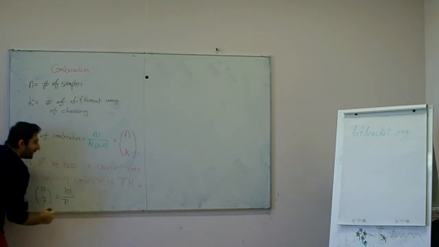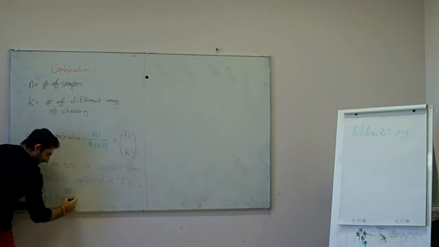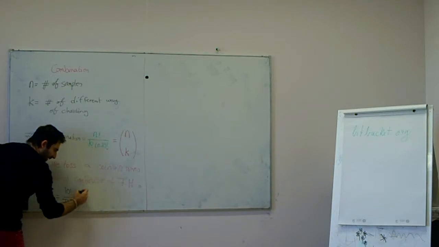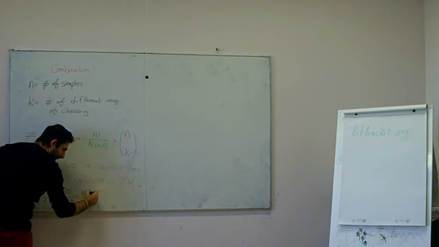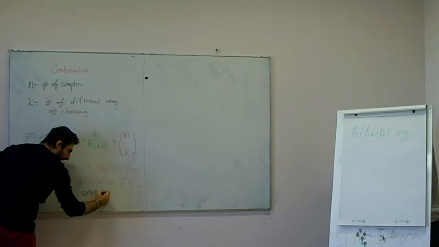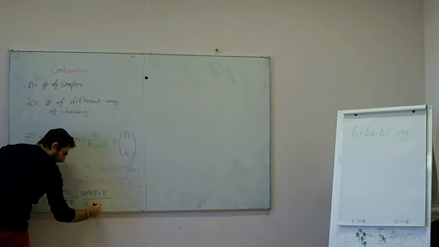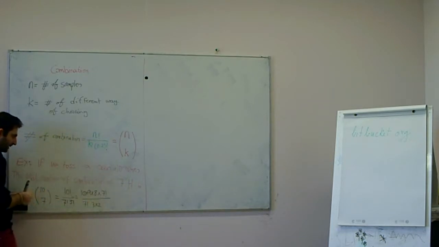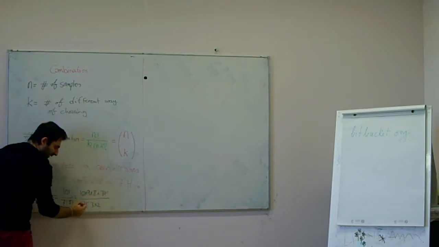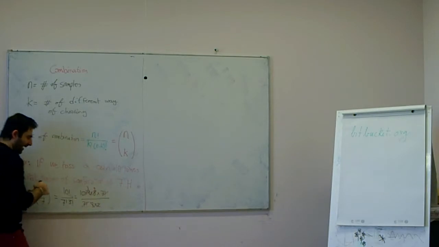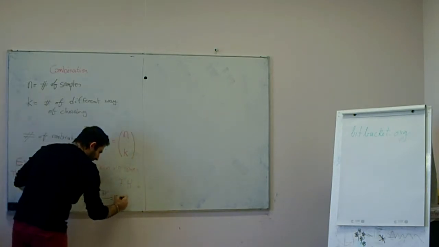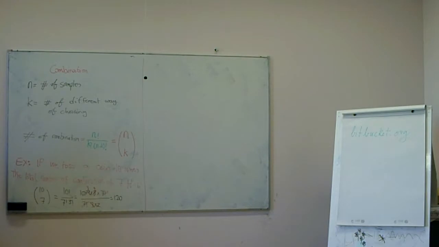7 factorial divided by 10 minus 7, which is 3 factorial. And we can write it as, the seven factorials will cancel each other. This is 3, this is 4, and 120 is the total ways of making this combination.